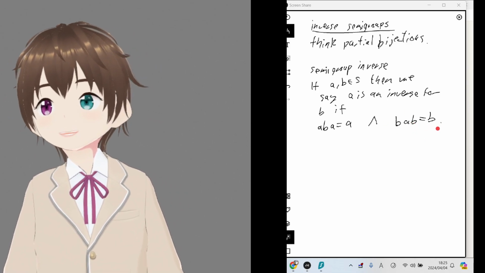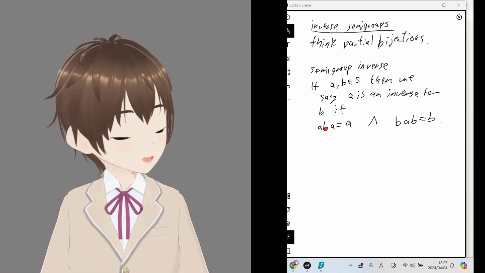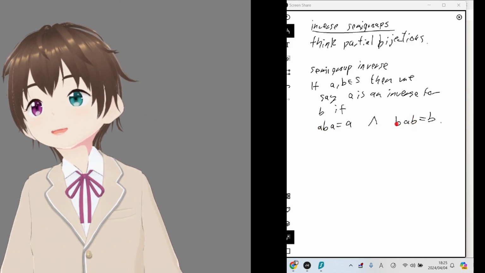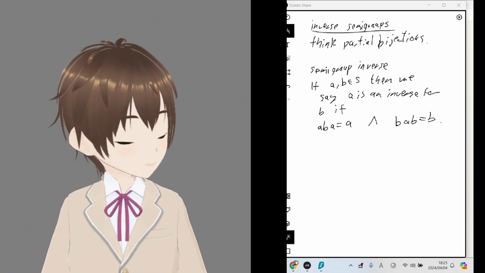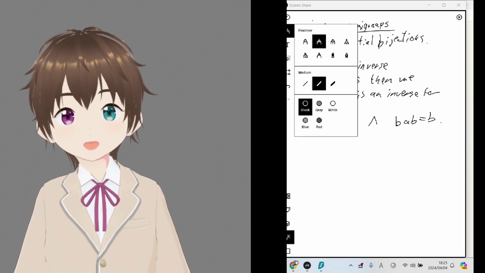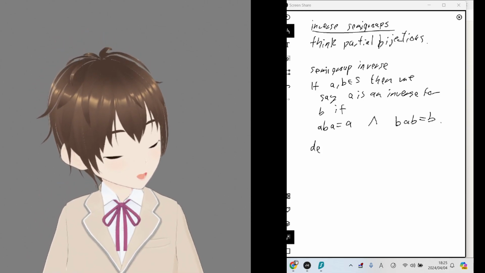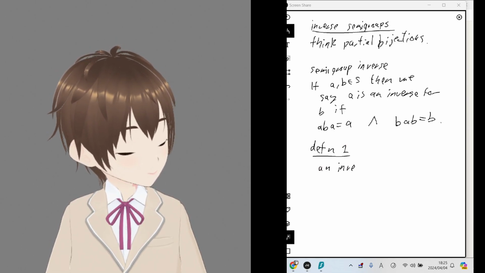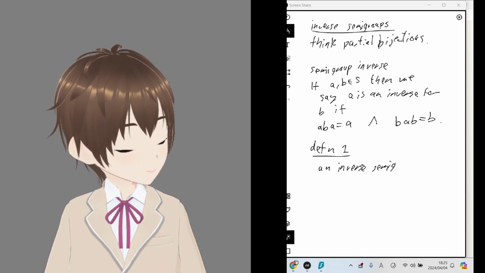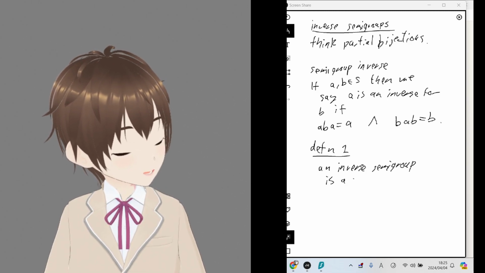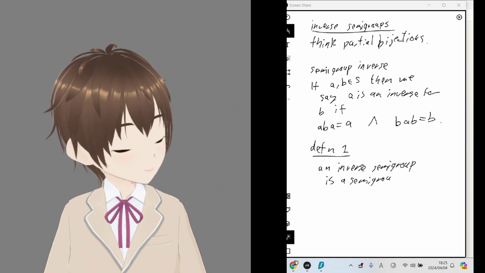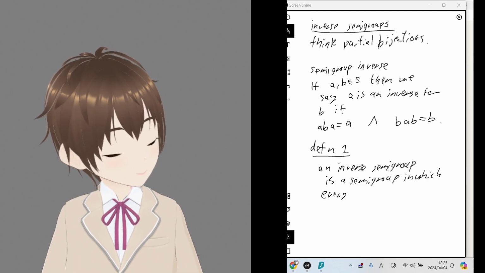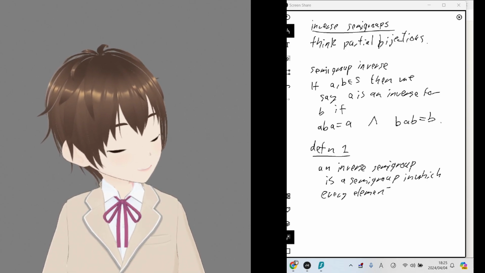And you can think of partial bijections. Partial bijections satisfy this because BA will be the identity function on the image of A, and AB will be the identity function on the image of B. So we say a semigroup is an inverse semigroup if every element has a unique such inverse. So definition one: an inverse semigroup is a semigroup in which every element has a unique inverse. So this includes all groups.